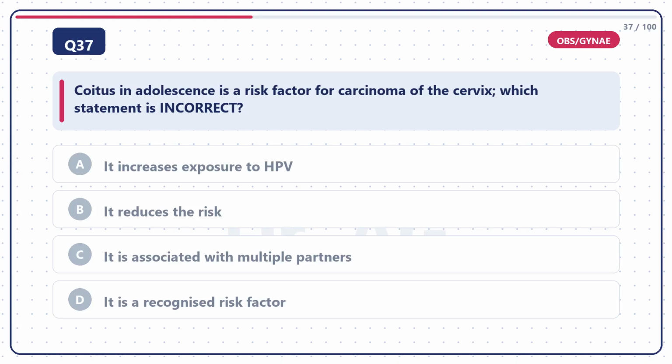Which statement is incorrect? Option A. It increases exposure to HPV. Option B. It reduces the risk. Option C. It is associated with multiple partners. Option D. It is a recognized risk factor.